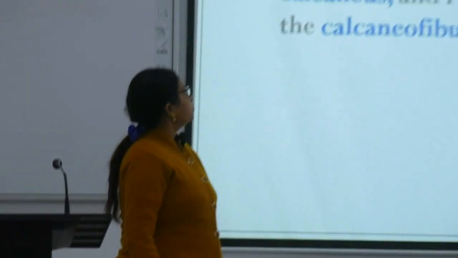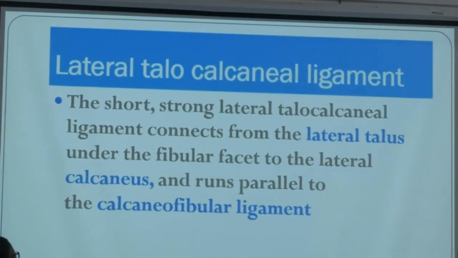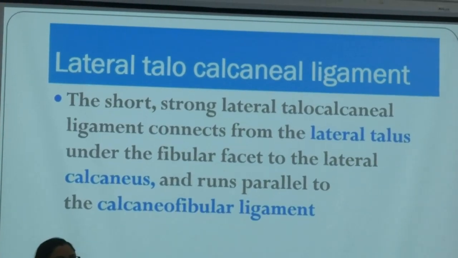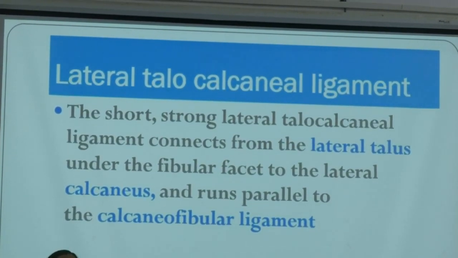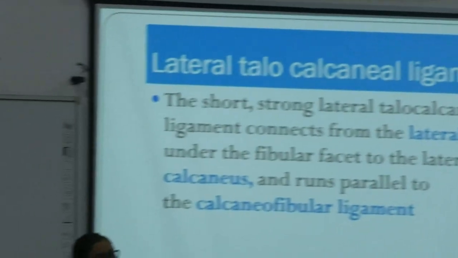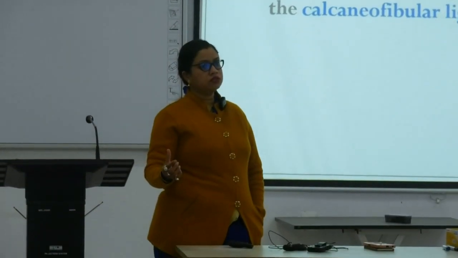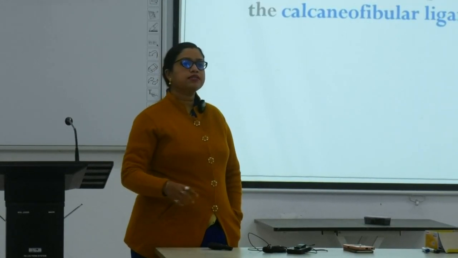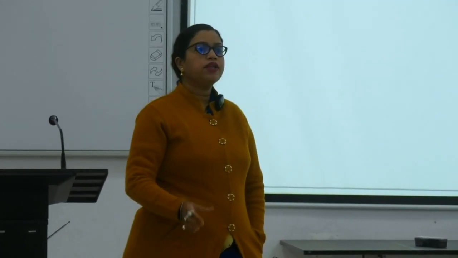Now the lateral talocalcaneal ligament. It connects the lateral talus, at the fibular facet, to the lateral calcaneus. Additionally it joins to the fibula, throughout laterally. Laterally, what do you find first? Fibula, then lateral malleolus, then the lateral surface of talus, then the lateral surface of calcaneum. Throughout laterally this ligament is found. That is the lateral talocalcaneal ligament, and it runs parallel to the calcaneofibular ligament.